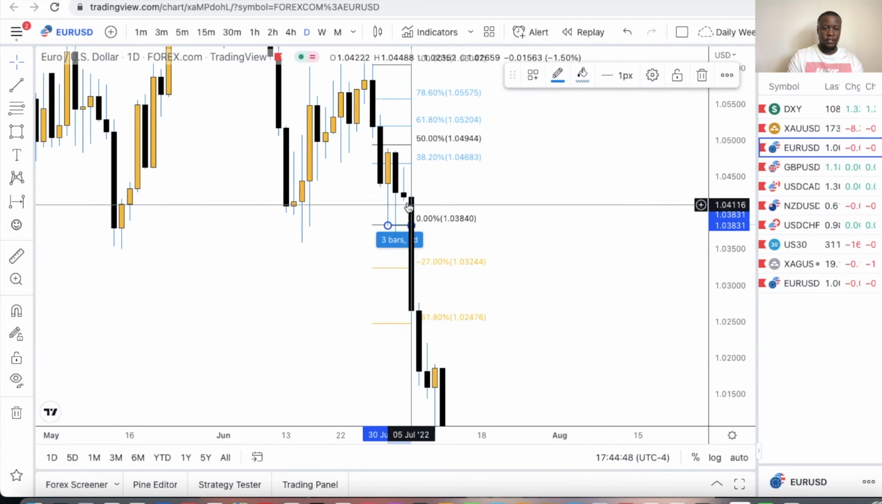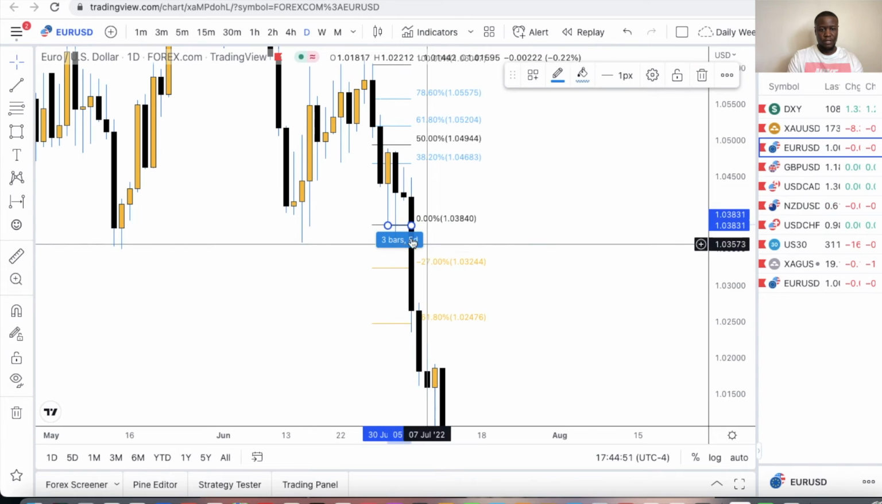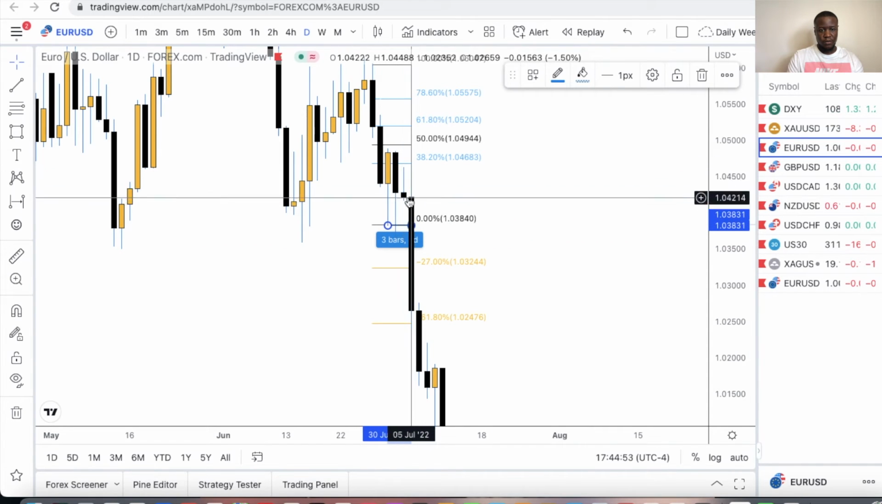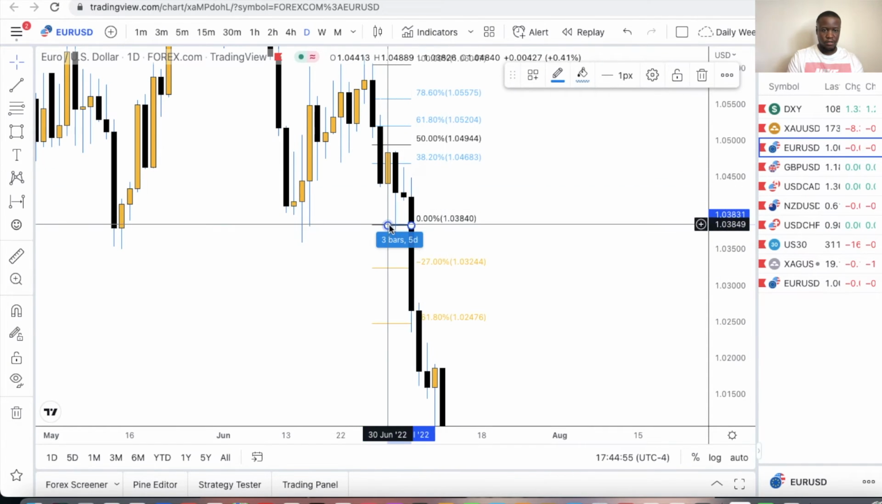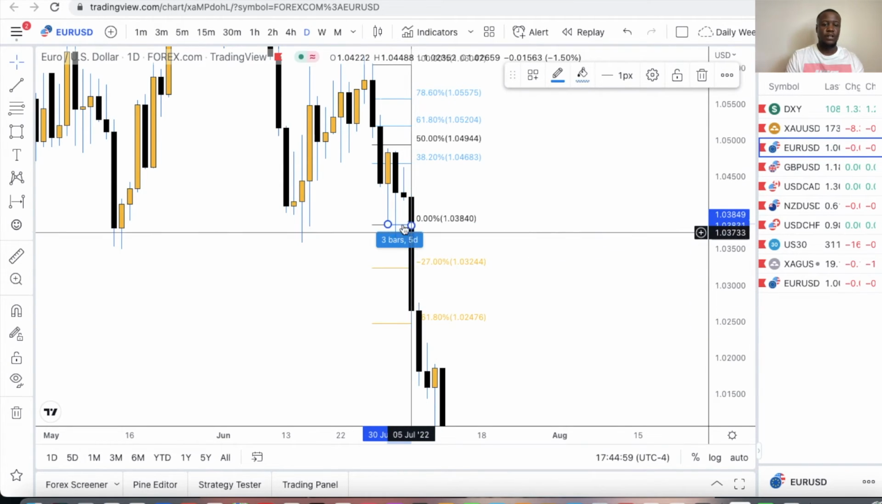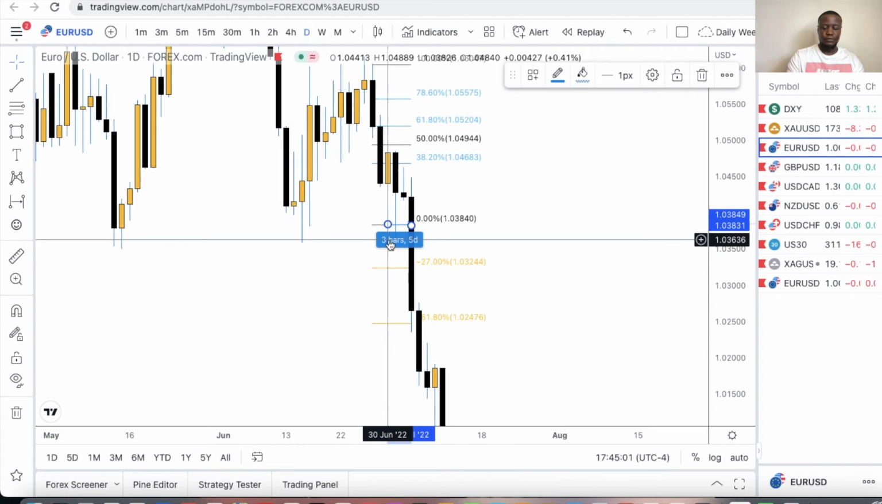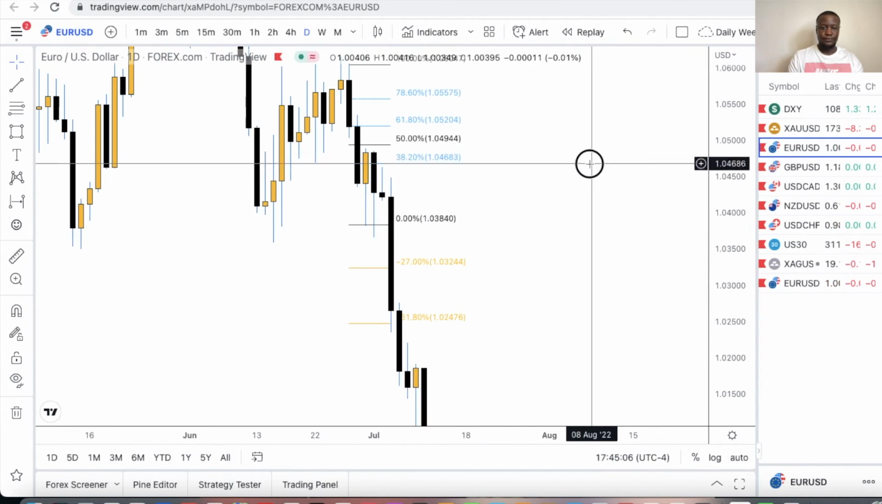Each daily bar is 1 day. So we're counting the bars. So 1, 2, 3. On the third day, you'll be in profit. Well, we'd be taking profit.